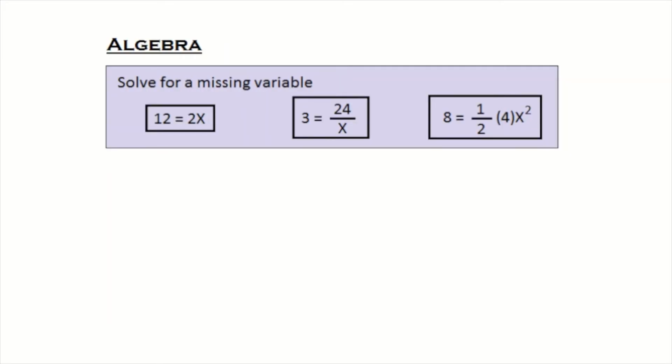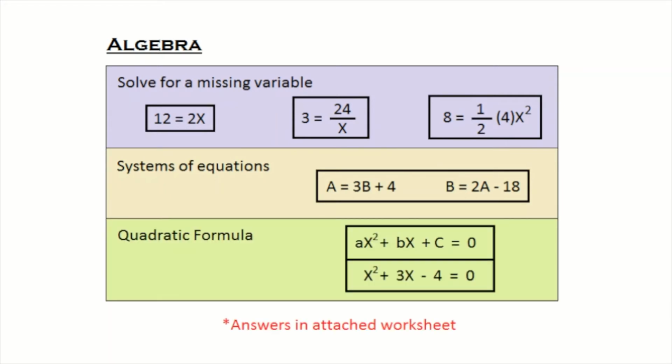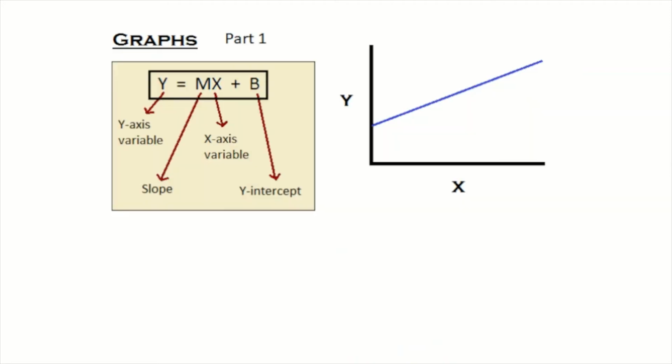Algebra, first just solving for a missing variable. In each of these examples, you're just looking for the value of x. Next, systems of equations, 2 equations with the same 2 unknowns. In this case, you're solving for the values of a and b. Then the quadratic formula, an equation that has a squared variable, a regular variable, and a number, and we're trying to find the value or values of the variable x. If you want to try any of these, I've put their answers also in the attached worksheet.